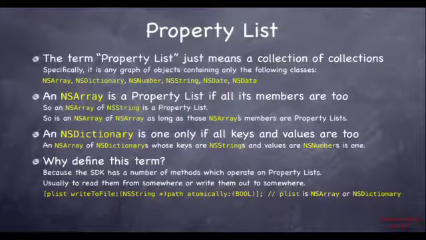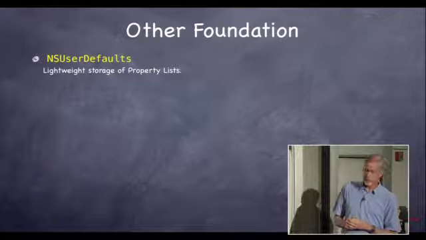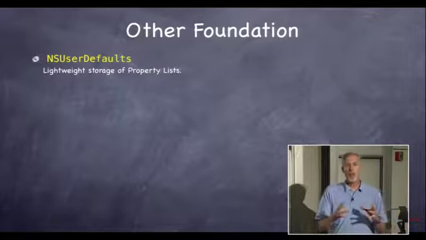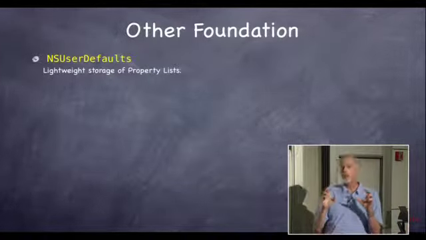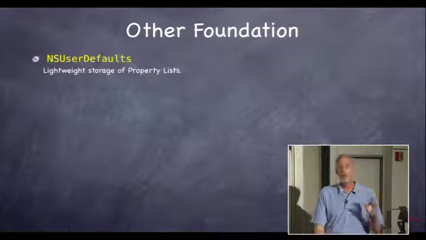Why do we define this term property list? Because we have API in iOS that takes an id, and the documentation will say, this id must be a property list. Okay? And that means it's got to be one of these. And for example, what is an example of where we do that? It's NSUserDefaults. This is my last slide. NSUserDefaults is a lightweight database of property list items.